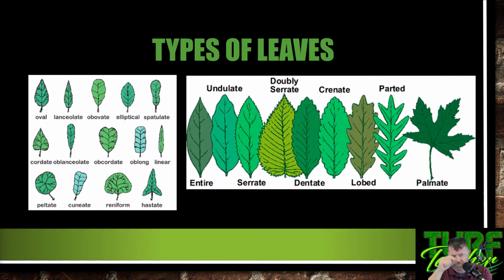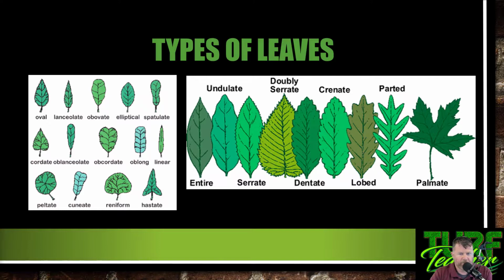Your types of leaves. Again, this helps you identify your plant materials. You got oval, lanceolate, obovate, elliptical, spatulate, cordate, oblanceolate, obcordate, oblong, linear, peltate, cuneate, reniform, hastate. And then here you have your margins or your shapes.